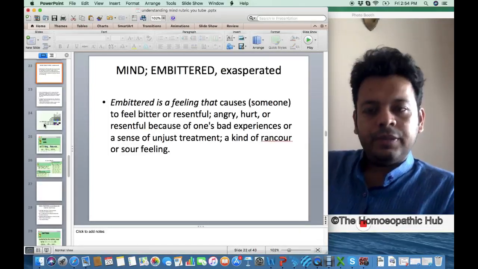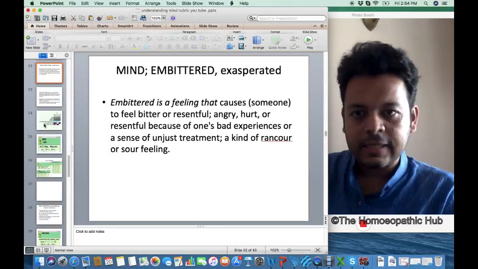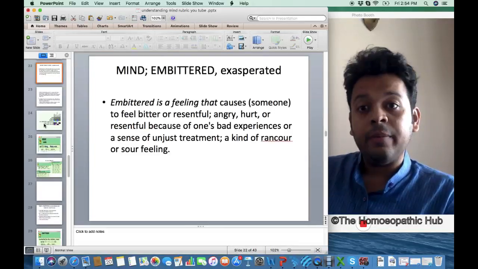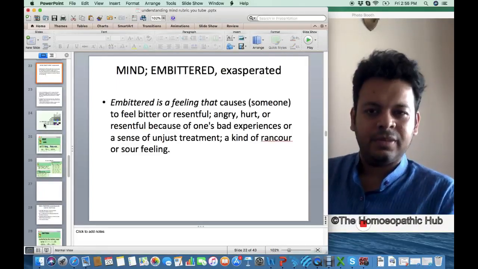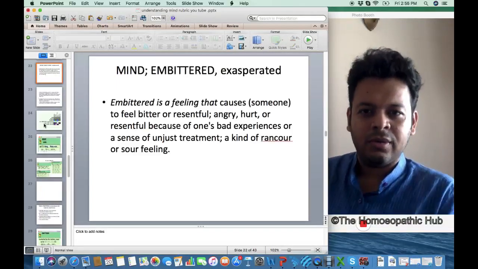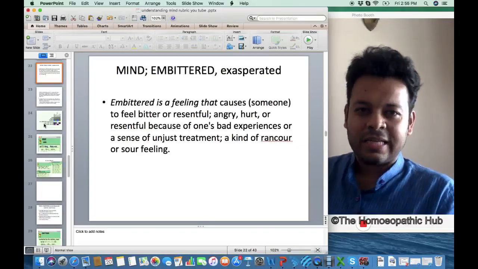An interesting little rare rubric. This is not given in Kent, it is given in Complete and Synthesis and Synthetic. The rubric is embittered. It is a feeling of bitterness, resentment, anger, hurt, a kind of rancor, a kind of sour feeling, a kind of unjust feeling, a kind of feeling, अरे यार ऐसे कैसे हो सकता है.